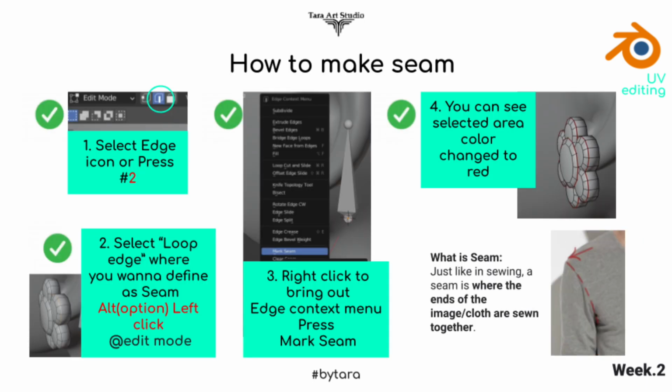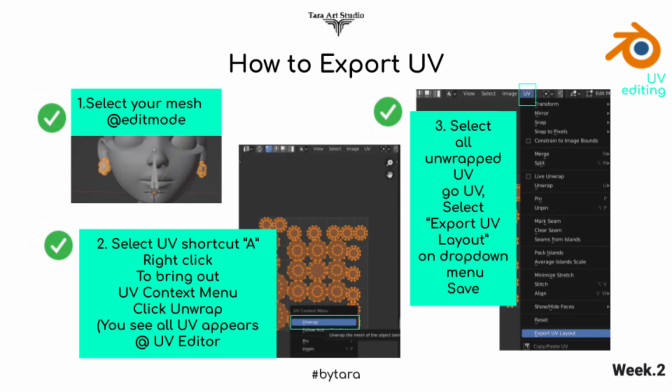In order to use the UV editor properly, you must understand the concept of a seam first. You must create seams on your object in order to use the UV map properly. I've created a "how to make a seam" slide for you, so you can come back here when you get lost in the video. After all seams are created on your meshes, unwrap your UV. After unwrapping, you must rearrange your UV map.